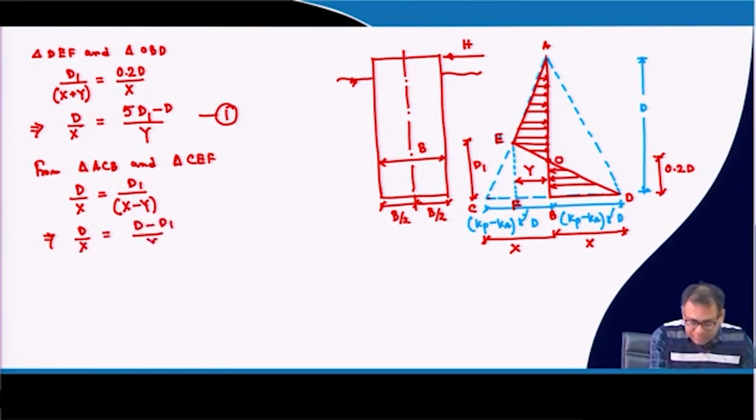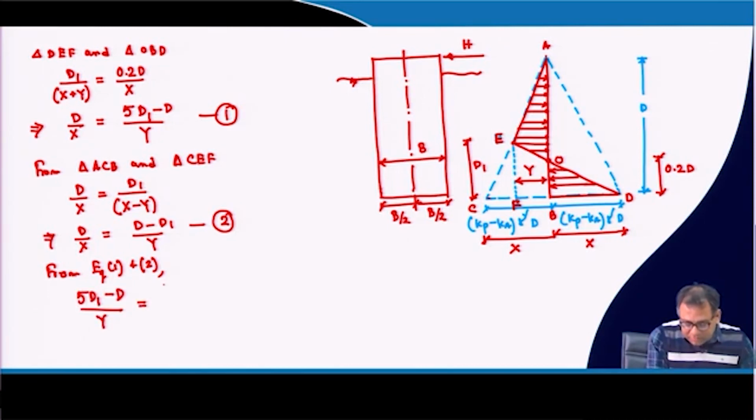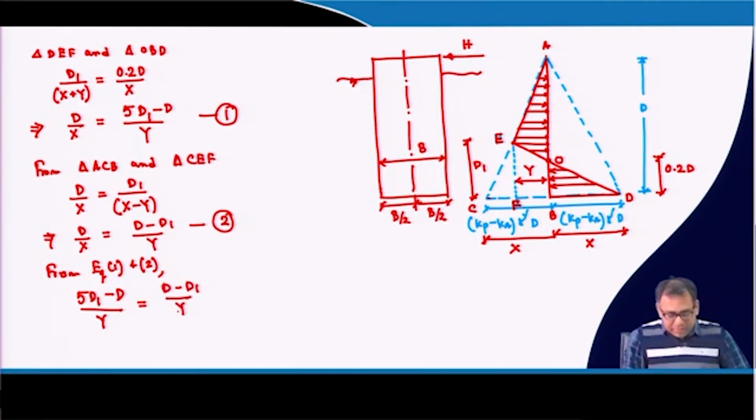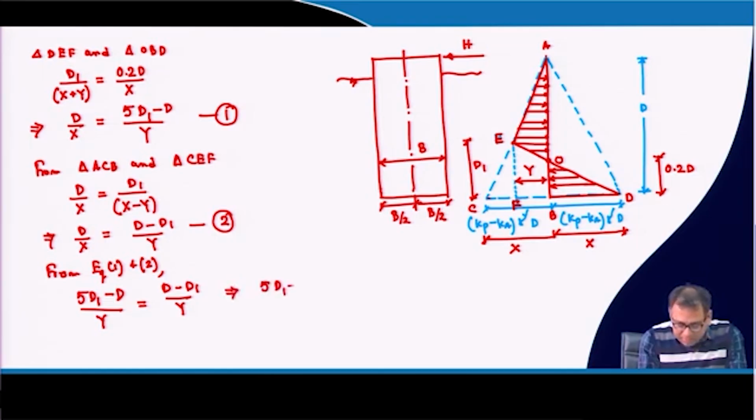dy divided by y. So, now if I compare equation number 1 and 2, we can write that 5 d1 minus dy is equal to d minus dy divided by y. Okay? And this y will cancel out. So, if I simplify this equation, I will get that 5 dy minus d will be equal to d minus dy.